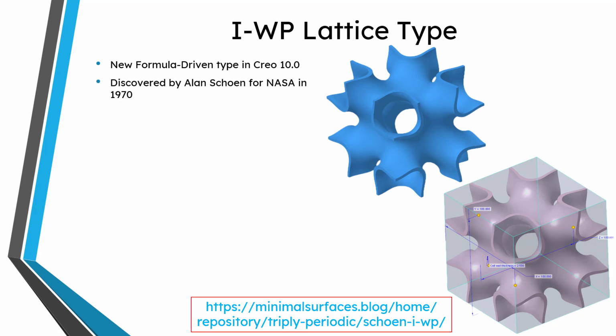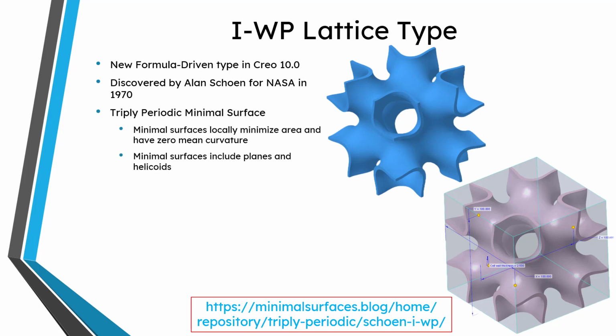And this shape was discovered by someone named Alan Schoen in 1970 as part of a paper that he wrote for NASA. And it is something called a triply periodic minimal surface. And a minimal surface is a surface that is going to localize the minimum area. And as a result of minimizing the area of the surface, it is going to have zero mean curvature.